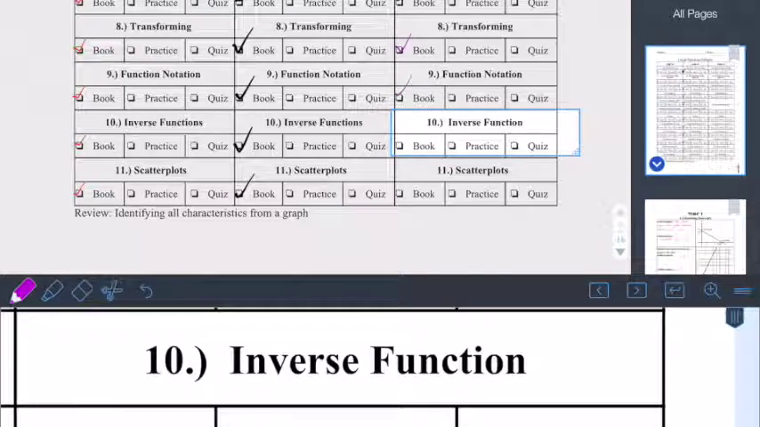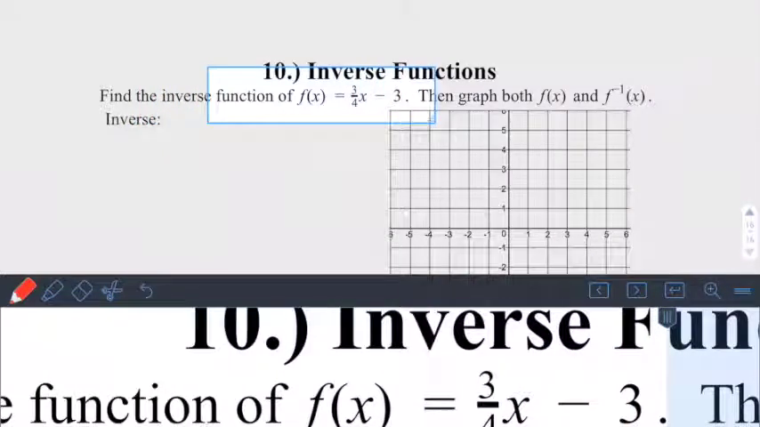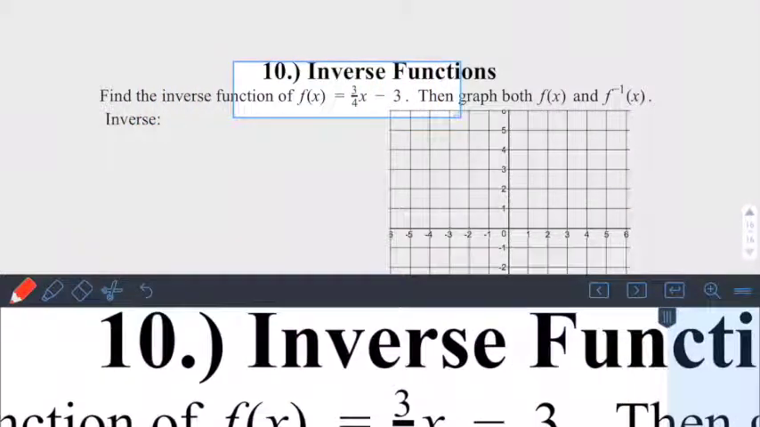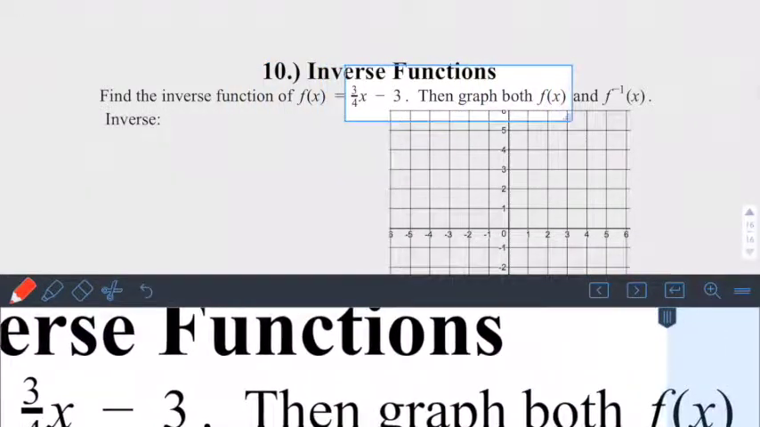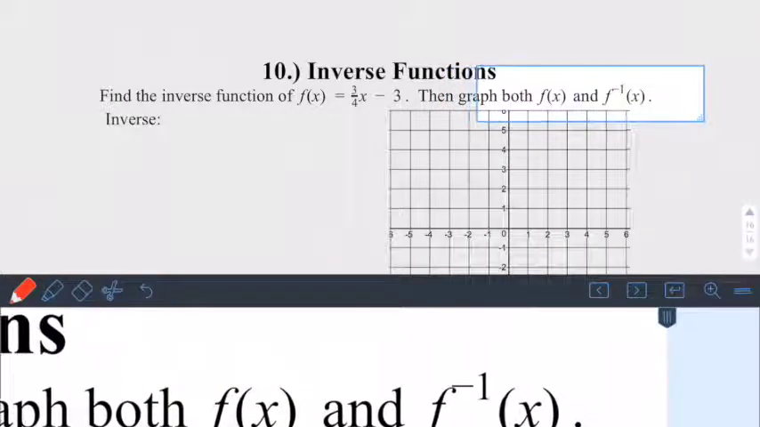Our 10th lesson is on inverse functions at the Tier 3 level. Find the inverse function of f of x equals 3 over 4 x minus 3, or we could say 3/4 times x minus 3. Then graph both f of x and f inverse of x.